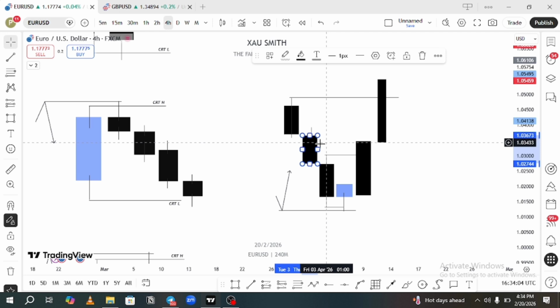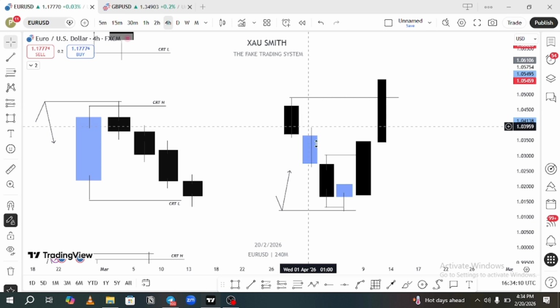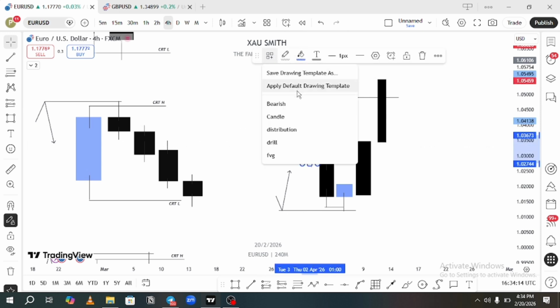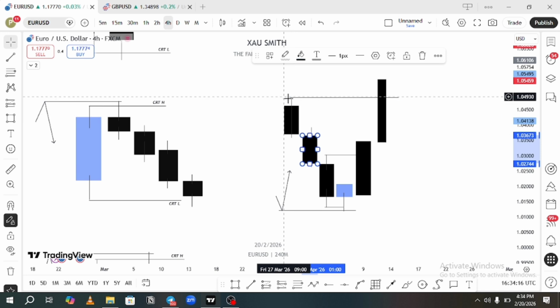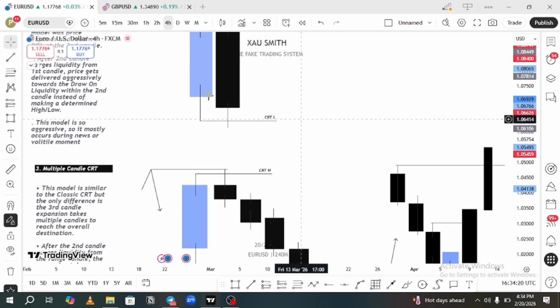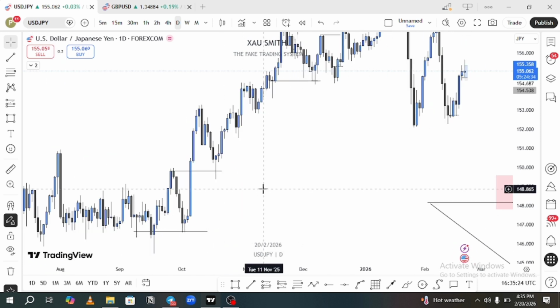if this candle was a bullish candle, right, then we would have been looking to target here, and not be greedy. But provided these candles are all similar candles, then you can be looking to target the high of them. So let me look for an example here for you. This is an example of that multiple candle CRT, right? So something like this.